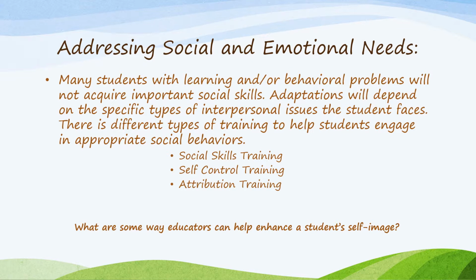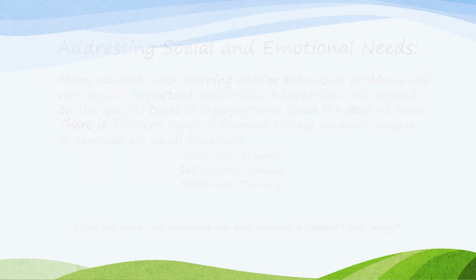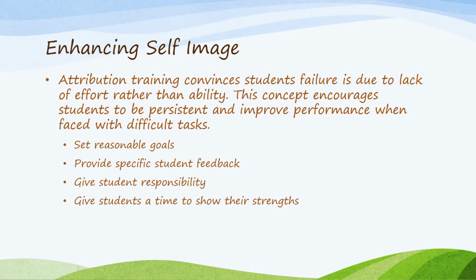So what are some ways as educators that we can help enhance a student's self-image? So using the attribution training, this convinces students that failure is due to lack of effort rather than their ability. This concept encourages students to be persistent and improve performance when faced with difficult tasks. So some ways we can put attribution training into our classrooms is to set reasonable goals for each student, provide specific student feedback, give student responsibility, and also give students time to show their strengths.